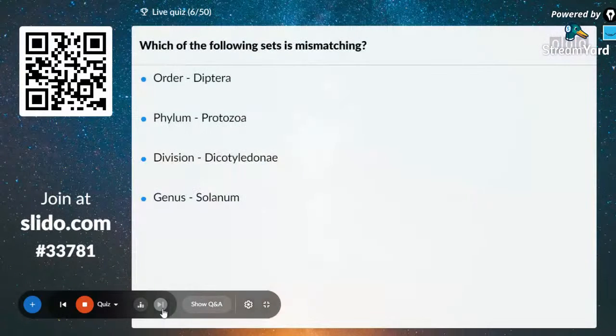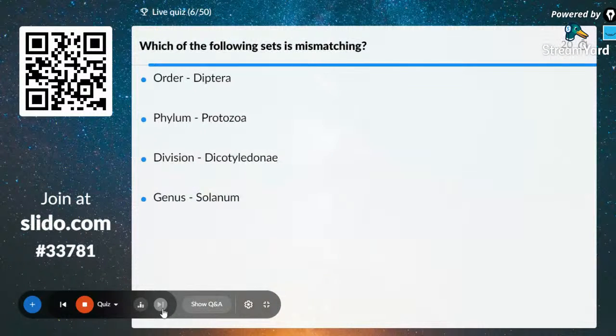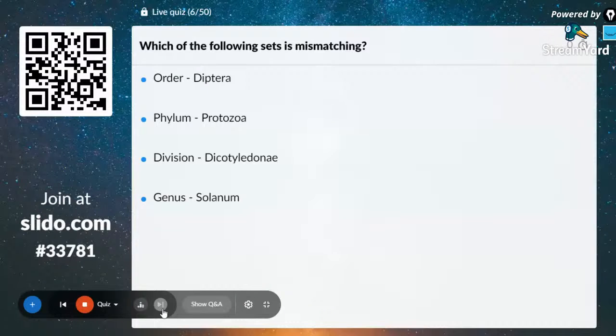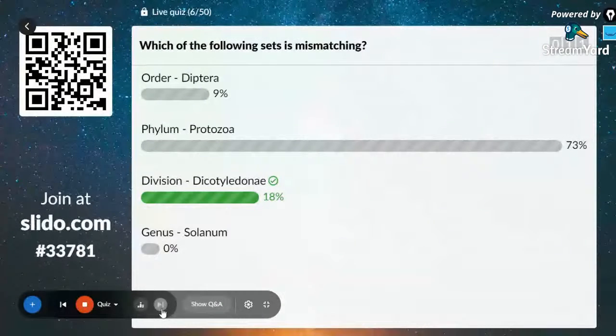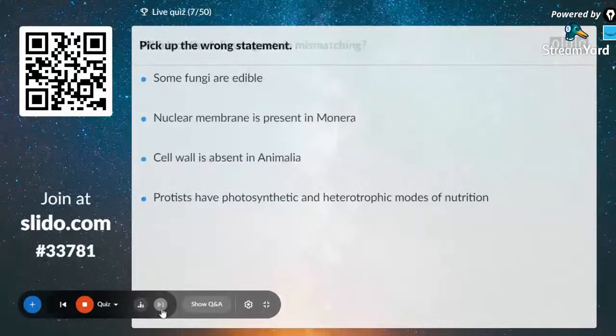Which of the following set is a mismatching pair? Order Diptera, phylum Protozoan, division Dicotyledone, genus Solanum. Yes, guys, it is division Dicotyledone. Division is angiospermae, kingdom Plantae, division angiospermae. Next question. Pick up the wrong statement.